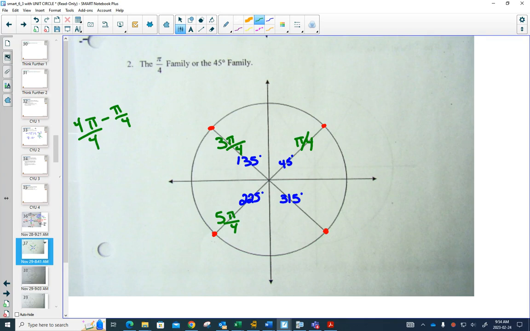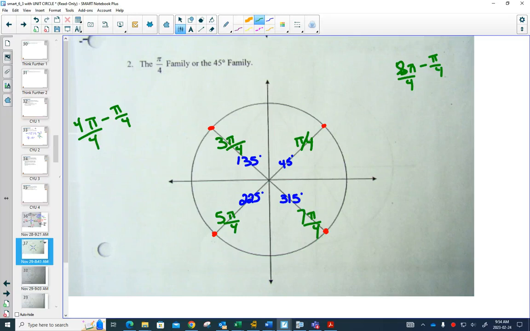And in quadrant 4, in degrees, we would go 360 degrees minus 45 to find the 315. So we would have to go 2 pi minus pi over 4. 2 pi is, what is this? 8 pi over 4. So I get a common denominator. Subtracting that would give me 7 pi over 4. So the 45 degree, we can write all the angles in degrees and all the angles in radians.